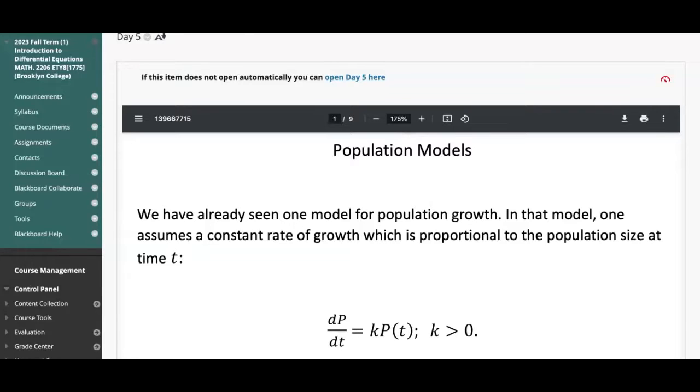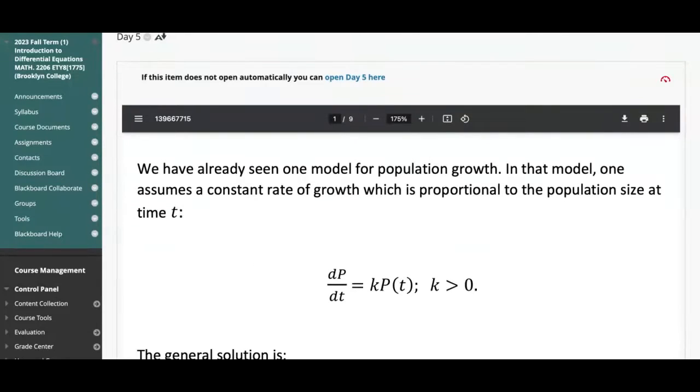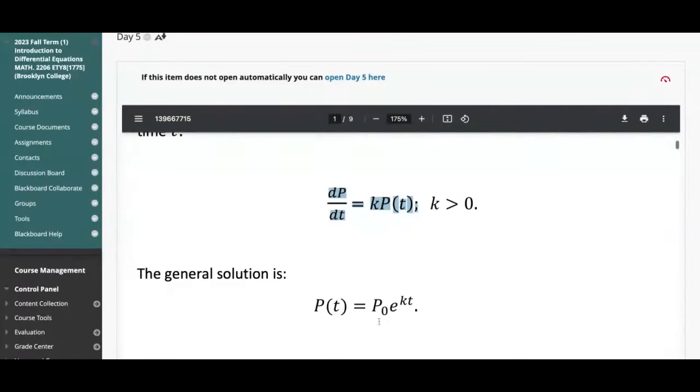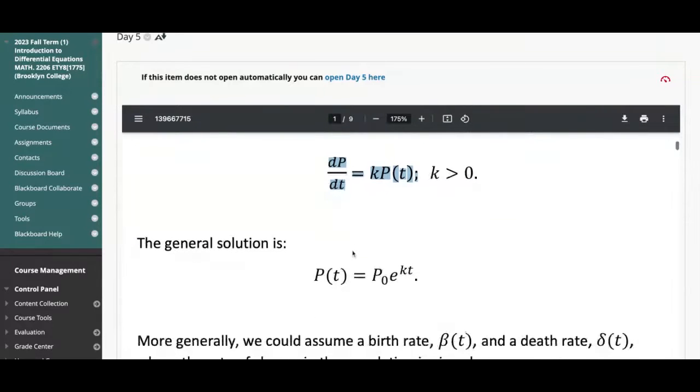We could use it for humans, animals, trees, or plants. All right, we already saw 3 students present their work. Now let's go over it. We have already seen one model for population growth. In that model, one assumes a constant rate of growth, which is proportional to the population size at time t, which is this, right? Here, k is a positive number.